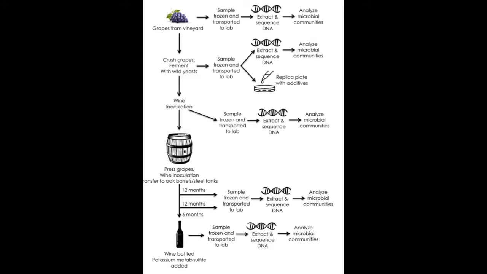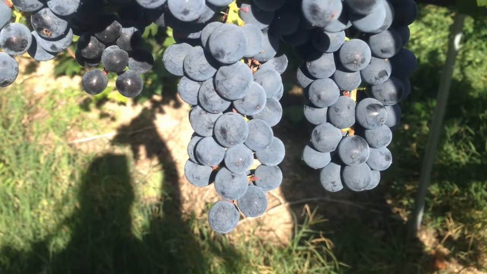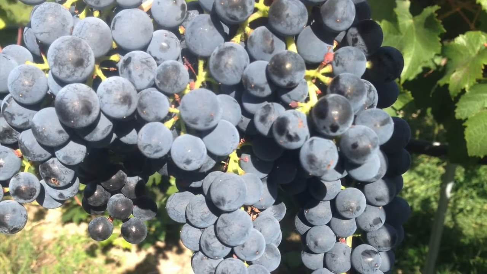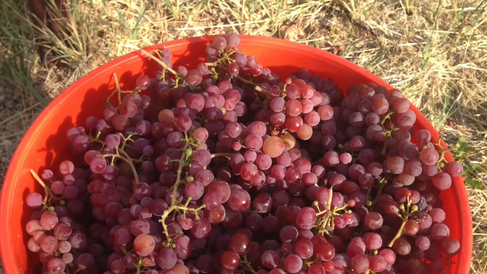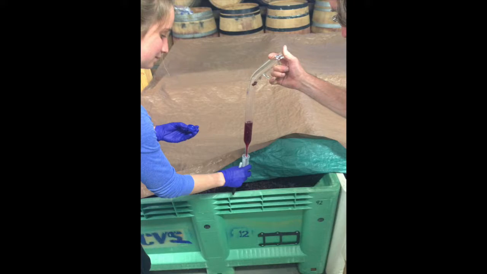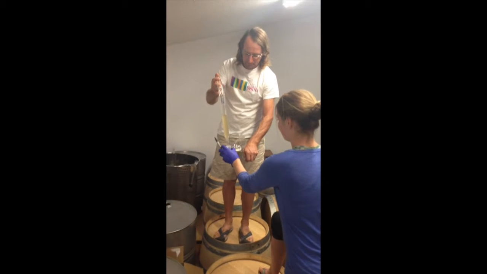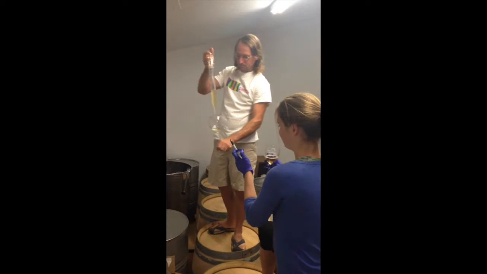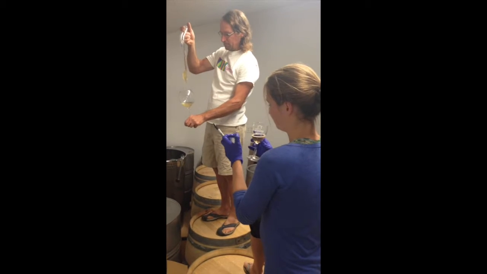To test these hypotheses, we took samples of the wine at several time points throughout the process. We sampled 2 types of grapes and wine, Petit Verdot, a red wine, and Gewürztraminer, a white wine. We took samples from grapes straight out of the vineyard and must that had been fermenting with only natural yeast for several days, as well as must that had been fermenting for several days after the inoculation with another wine.